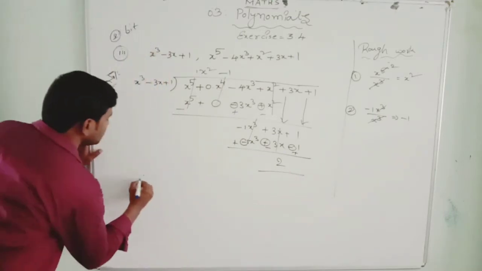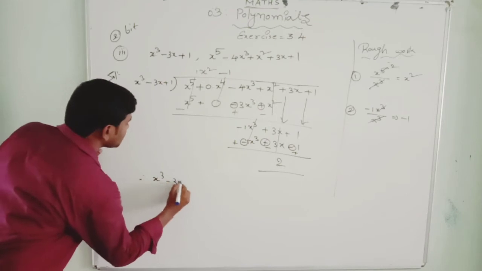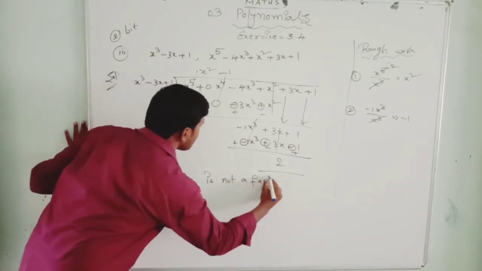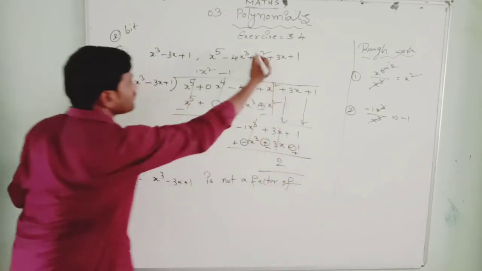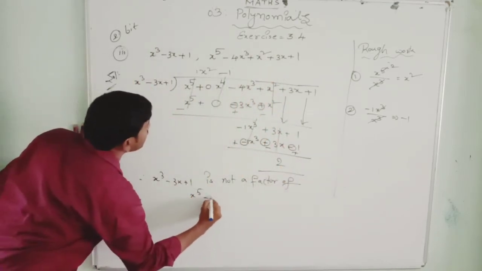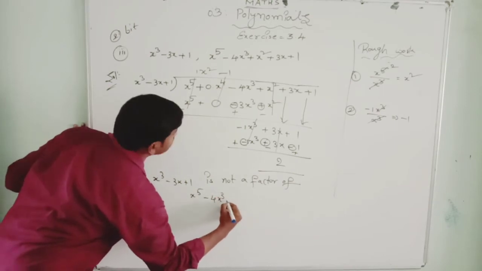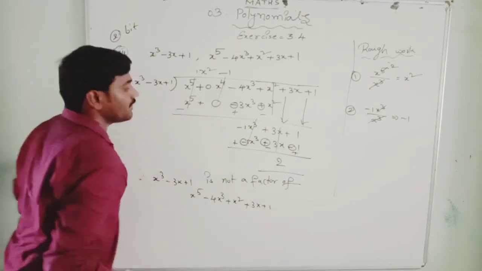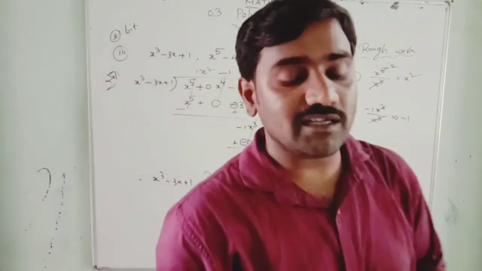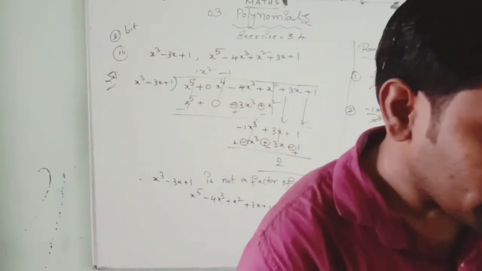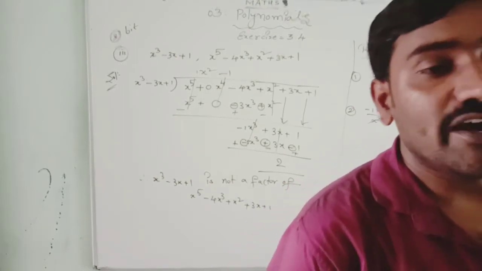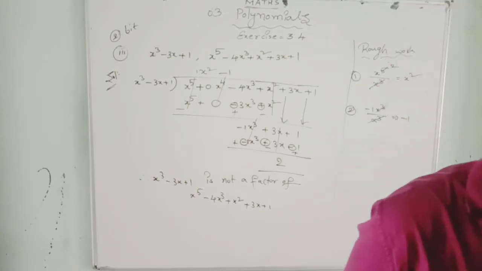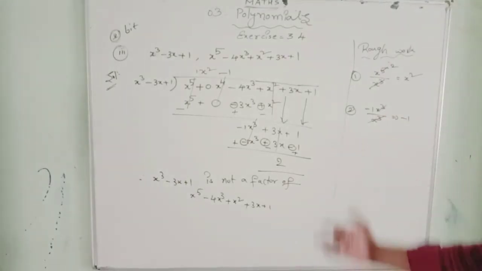What is the meaning of this? Therefore, x cube minus 3x plus 1 is not a factor of this x to the power of 5 minus 4x to the power of 3 plus x square plus 3x plus 1. I hope you understood. When it is a factor, we get the remainder as 0. If you are getting a remainder as any other number than zero, it is not a factor. So I hope you understood this clearly.